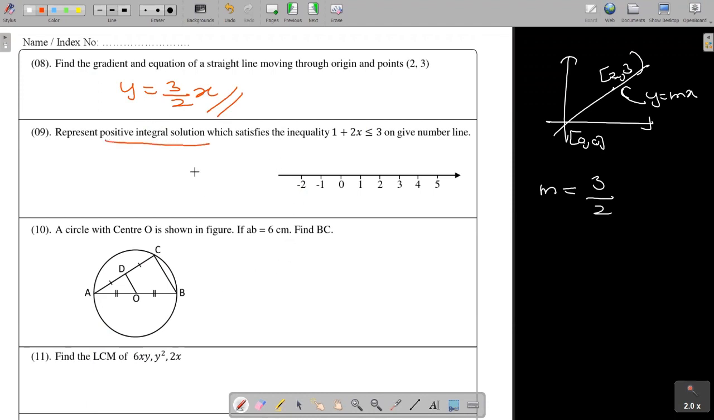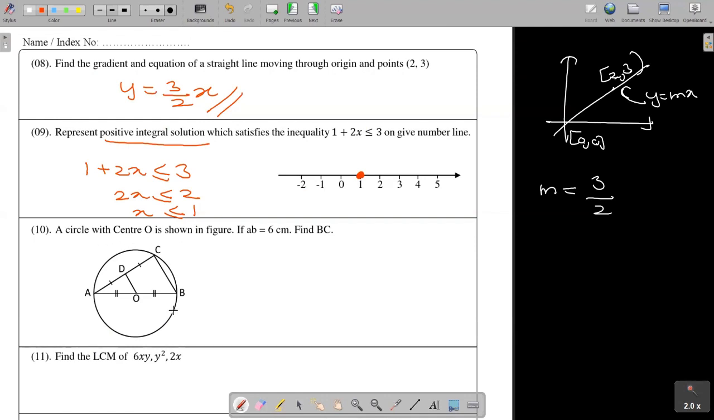Represent the positive integral solution. You have to read carefully. Then I will take 1 to this side. 2x is less than or equal to 2, so x is less than or equal to 1. So they are asked to represent only the positive integral solution. 0 is not positive, only 1. Right.